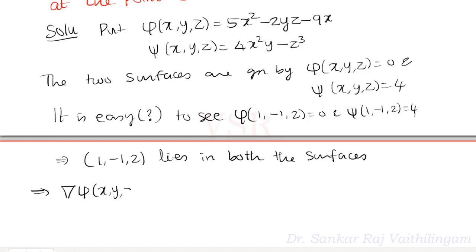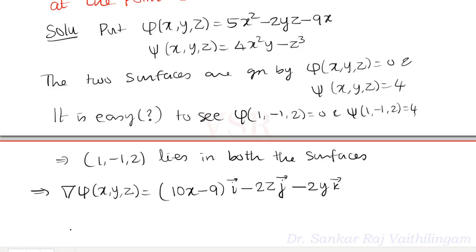This implies that del phi of x comma y comma z, இதை calculate பண்றேன். அப்ப என்ன கிடைக்கும்? x பொறுத்து differentiate பண்றேன், அப்போ we'll have this is 10x, இதுல ஒண்ணுமே இல்ல, minus 9, so minus 9 into i vector. அப்புறம் y பொறுத்து பண்ணும்போது இது மட்டும் தான், minus 2z, so minus 2z into j vector. Okay, அப்புறம் z பொறுத்து பண்ணும்போது we will have minus 2y, so minus 2y into k vector.